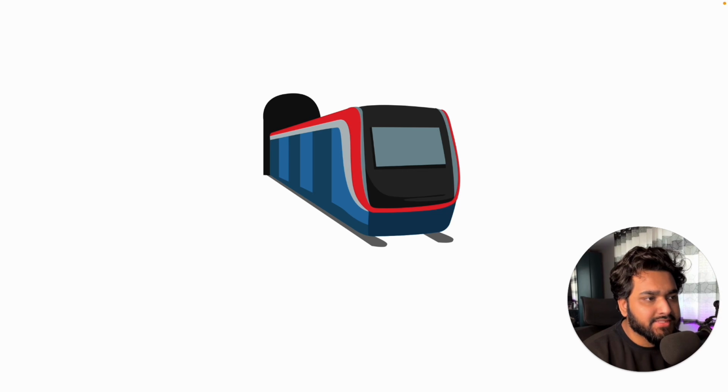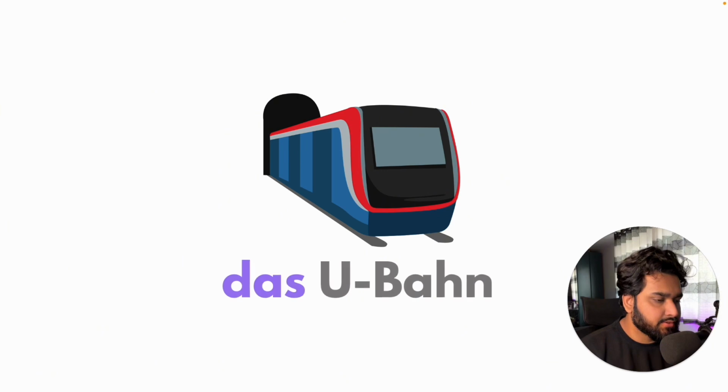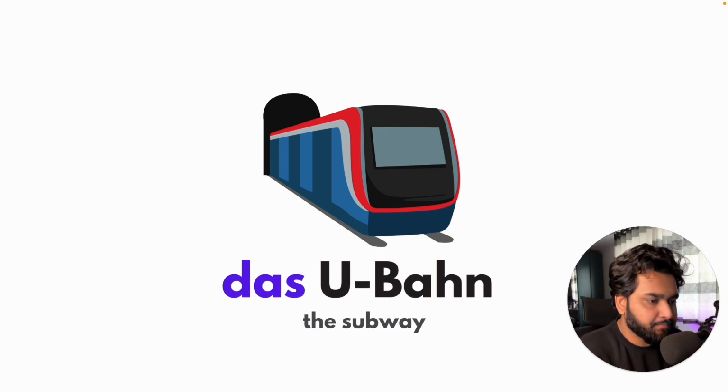Okay, here we can see a train, metro, or as you would say, a subway. How do you say subway in German? 1, 2, 3, 4. So this one is called die U-Bahn. Die U-Bahn. Okay, the subway.